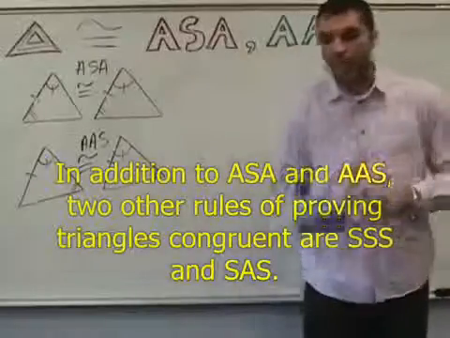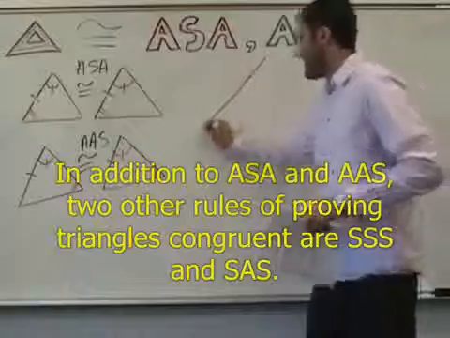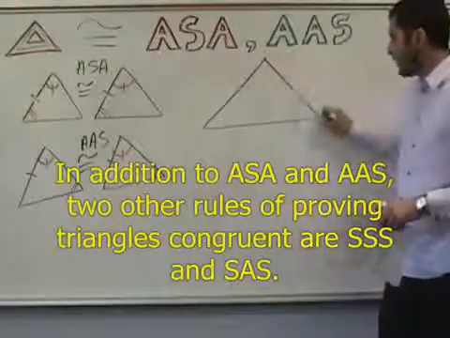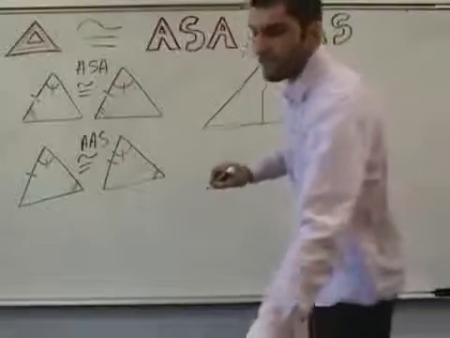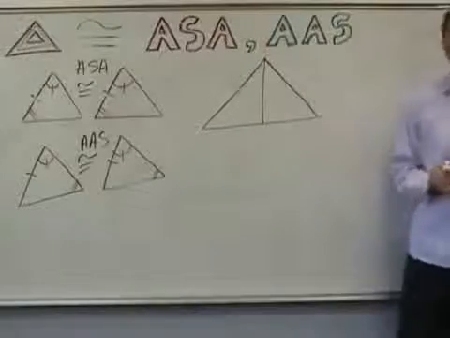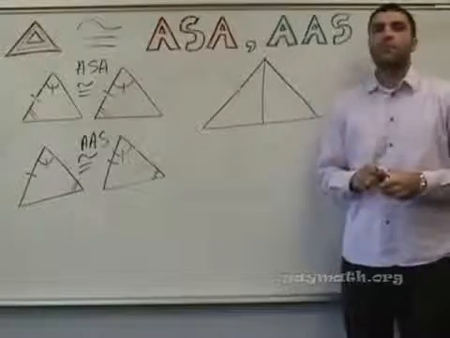AAS. Okay, good. So let's try some more. Let's draw 2 triangles like this, kind of back to back. Back to back now. All right. The goal of this lesson and every lesson following it will be to prove two triangles congruent.